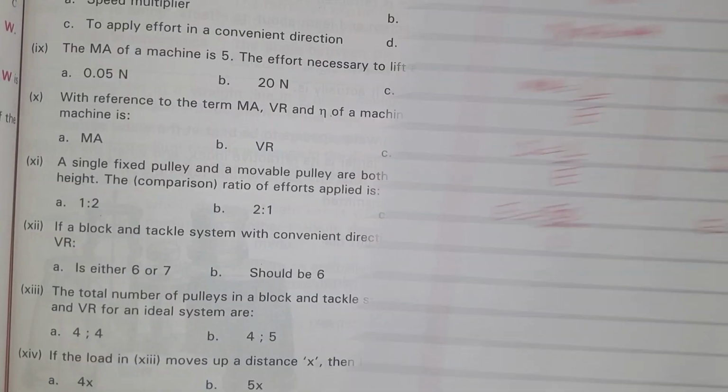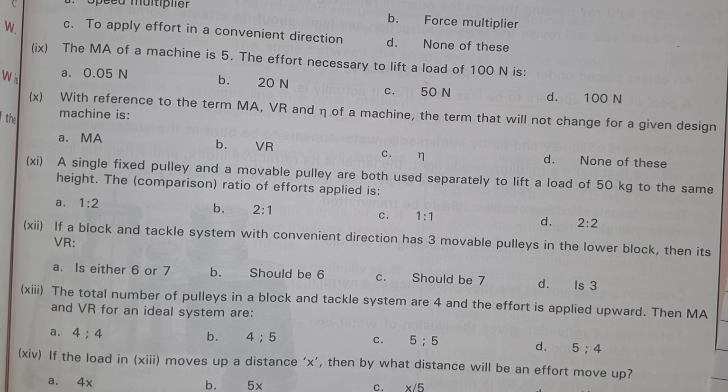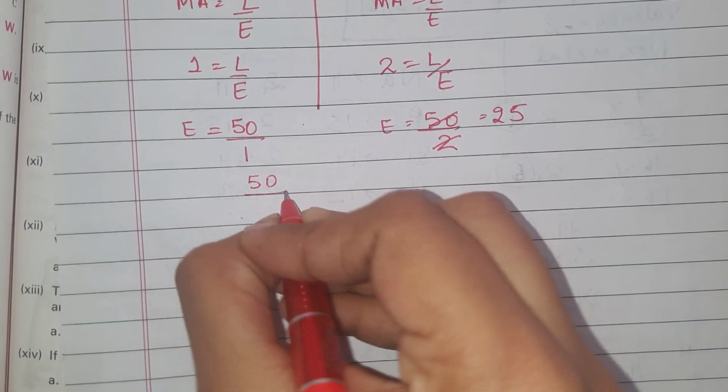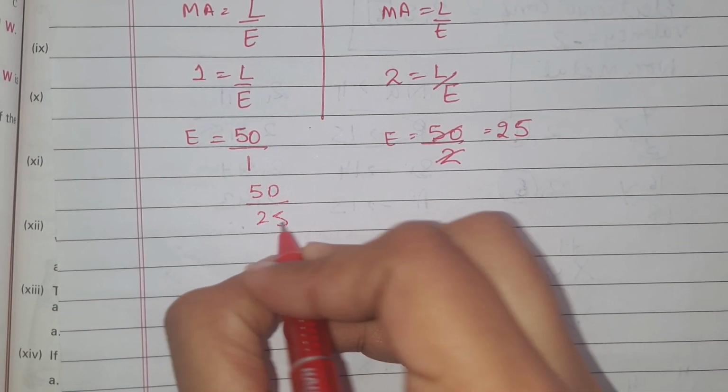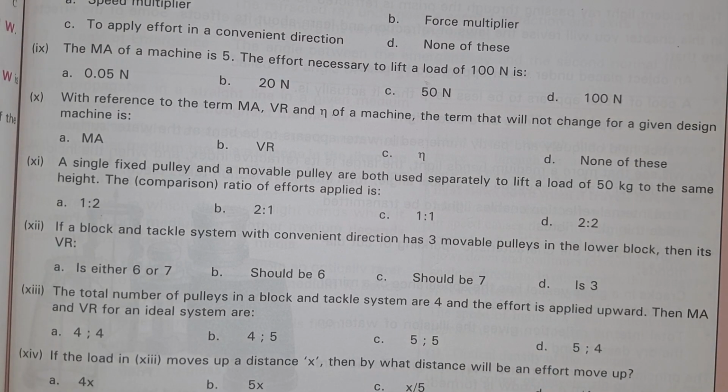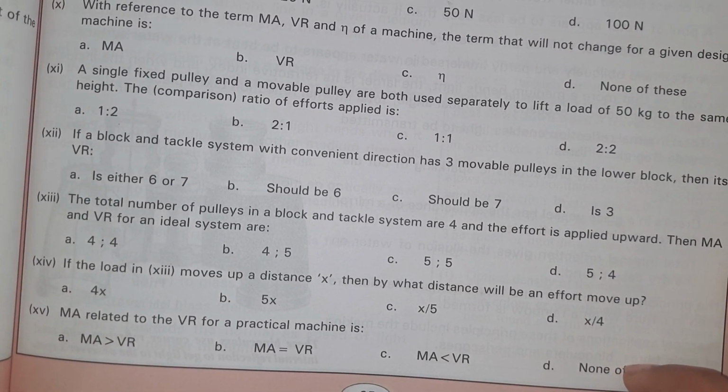Now they are asking you to compare the ratio of the efforts applied. So what will be the ratio? 50 upon 25, so it cancels out, 2:1 will be the answer. So let's see, the answer will be B part.